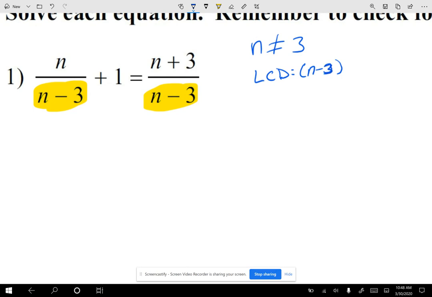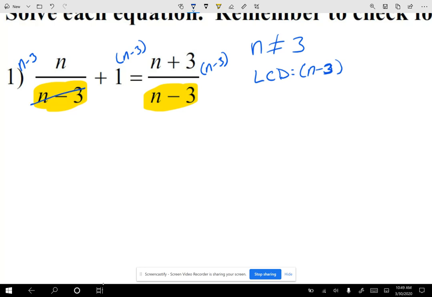I am going to multiply every term, whether it's a fraction or not, every term I'm going to multiply by my LCD. That way, I'm going to get rid of fractions. I'm going to multiply the first fraction by n minus 3. I'm going to multiply this term by n minus 3 and this one by n minus 3. I multiplied everything by my LCD.